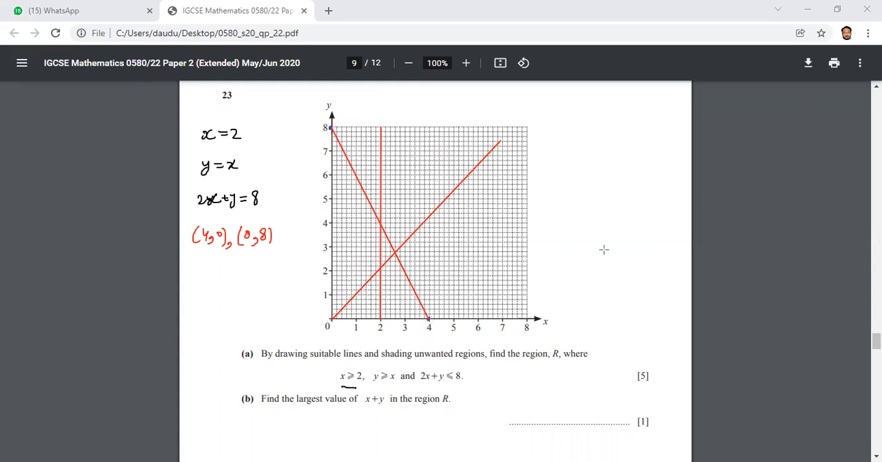Now, how to show the shaded part? So let's see. We need a pen. And they are not asking for the shaded part, they are saying unwanted region. So what does the unwanted region mean? For example, x greater than or equal to 0. This means the region must be from x to the right. But they want the unwanted region. So I will show the left, this side, this side, this side. Go opposite, opposite.